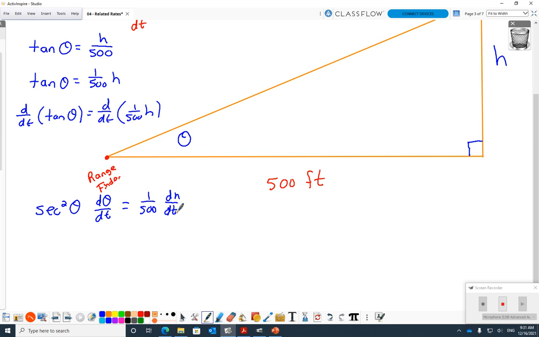Yes? So you split up the h in the fraction, so you have h times 1 over 500. If you were to get the derivative, if you did it as a product rule, is that what you mean? You'd take the derivative of the first, which is 0, times the second, plus the derivative of the second, dh dt, times the first, 1 over 500.